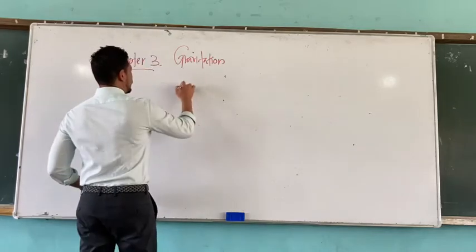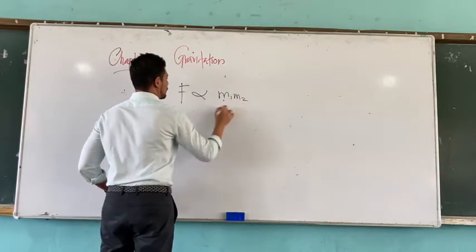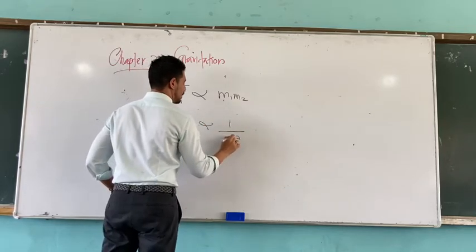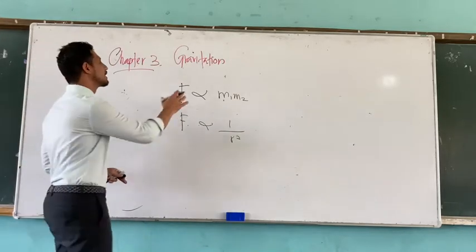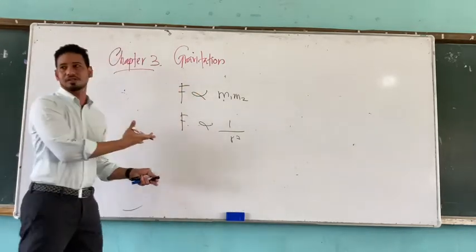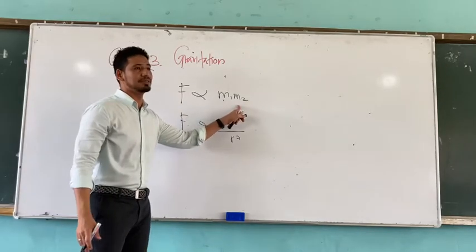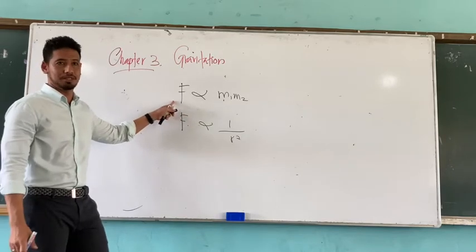So since we know F depends on M1, M2, and inversely on distance squared, if you want to manipulate anything to get greater force or less force, what should you do? If you have larger mass, what happens to the F? Greater, of course, lebih besar lah kan.